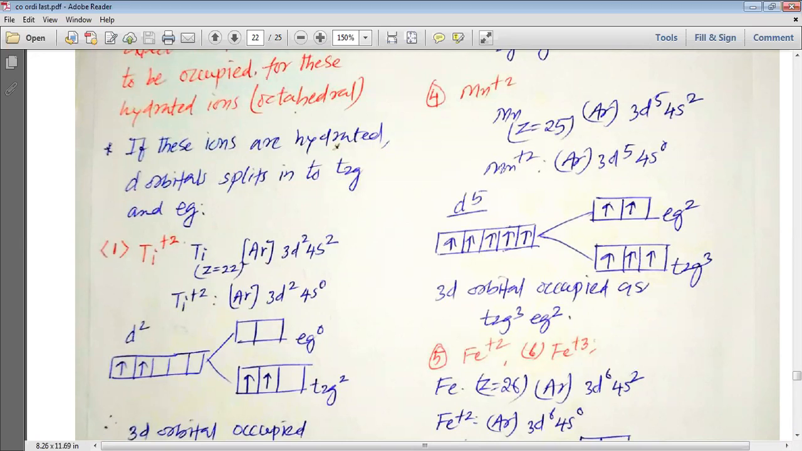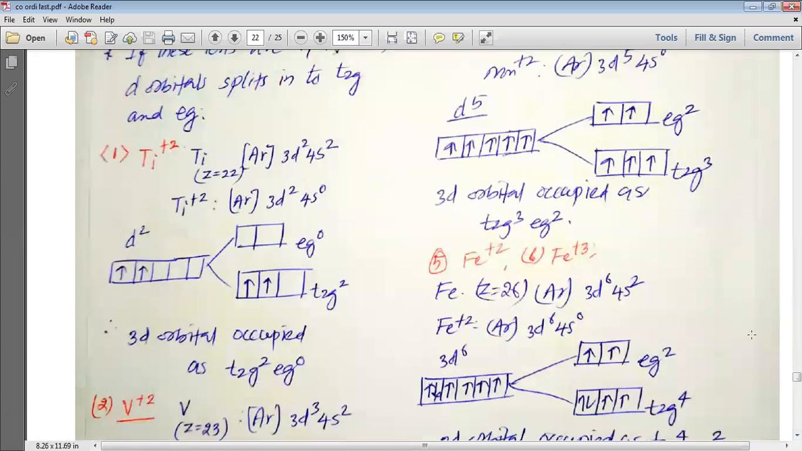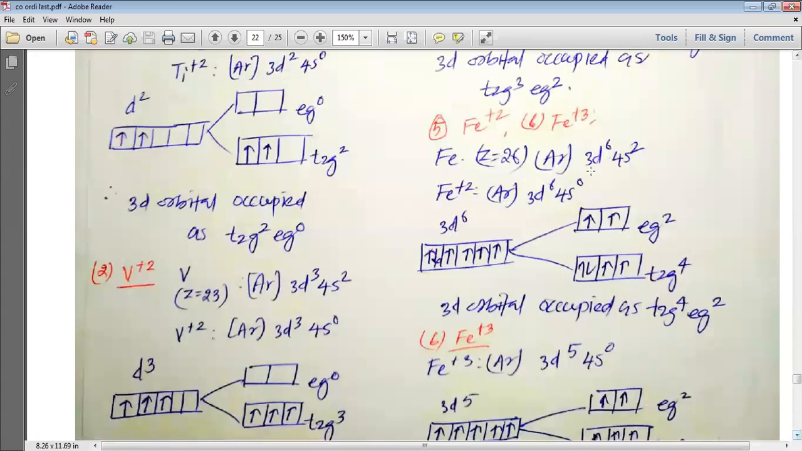Same way we have Mn+2, Mn Z is equal to 25, [Ar] 3d5 4s2. So we can say that Mn+2 would be [Ar] 3d5 4s0. So we have d5 as the ligand is water. There is no pairing. So the d orbitals will be occupied as t2g3 and eg2. Same way Fe+2 and Fe+3.